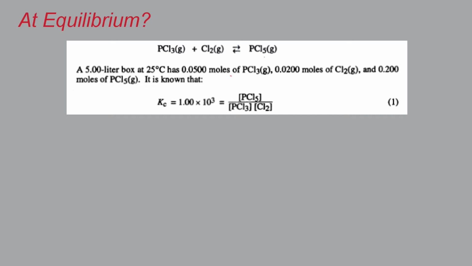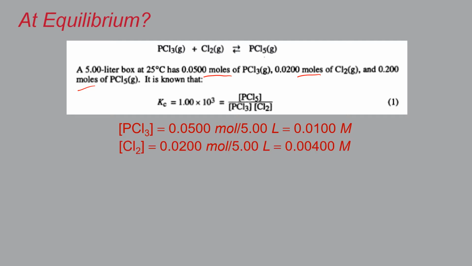Again, first thing to note though, these are moles. They're in terms of amounts, not concentrations. So the first thing we need to do is convert them into concentrations. You've got the amount, and I gave you the volume. So we've got 0.01 molar PCl3, 0.004 molar Cl2, and 0.04 molar PCl5.